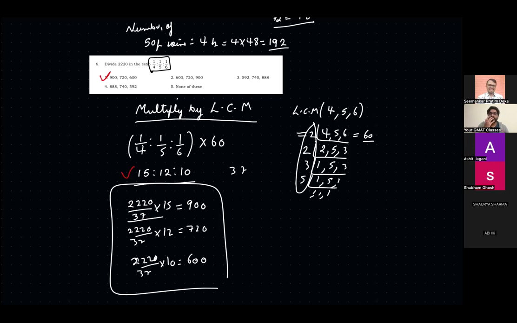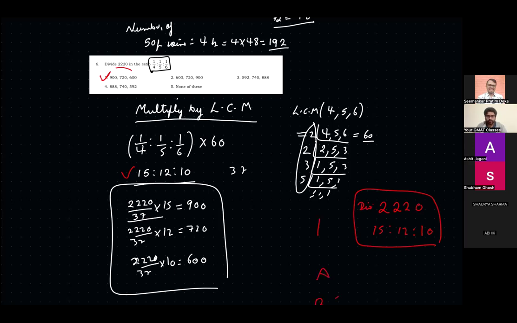So then it's a basic question, no? This we did in the start, right? That I have to divide 2220 in the ratio of 15 is to 12 is to 10. You know how to do this? A, B, C. We have to divide into 3 people.